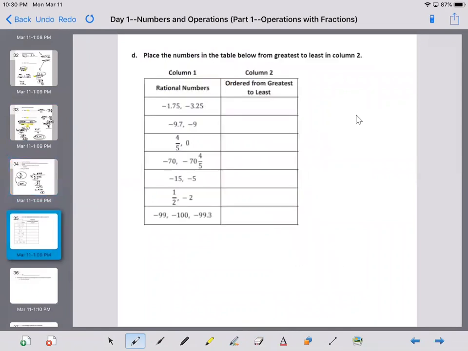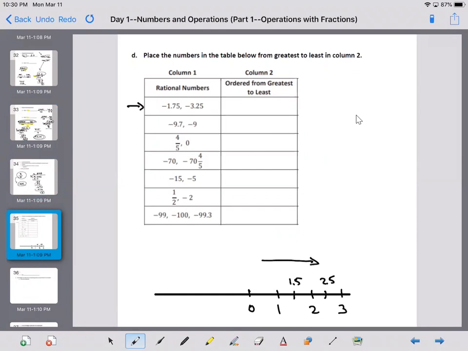So if we have to, we can always change fractions to decimals if we need to do some comparisons. And if we look here, I want to know from greatest to least, notice that we do have some negative numbers in here. So it's a quick little lesson on, well, if this is 0, this is 1 and 2 and 3. This would be 1.5. This would be 2.5. So notice how moving this way from left to right, as the numbers get larger, the number to the left is smaller.